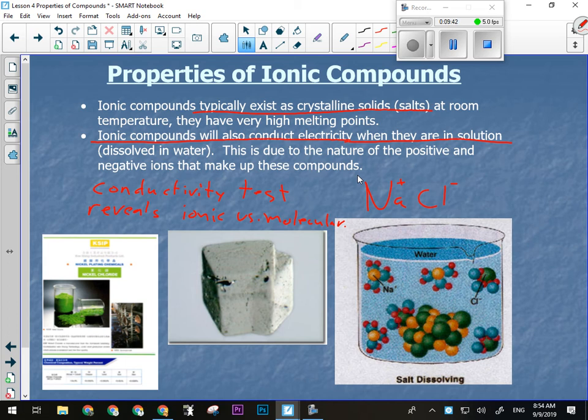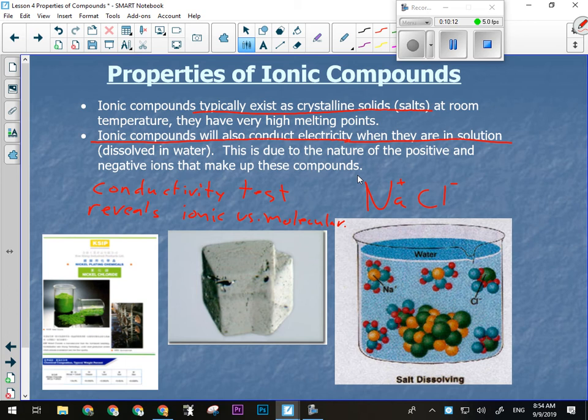Now, typically, ionic compounds are highly soluble in water. Typically. Doesn't always mean they're highly soluble. There are some things that are not. But molecular compounds tend to be less soluble. So if I have sugar and salt side by side, they look very much alike, and they're both pretty soluble in water, but salt would be more soluble than sugar would be, just because sugar is molecular.